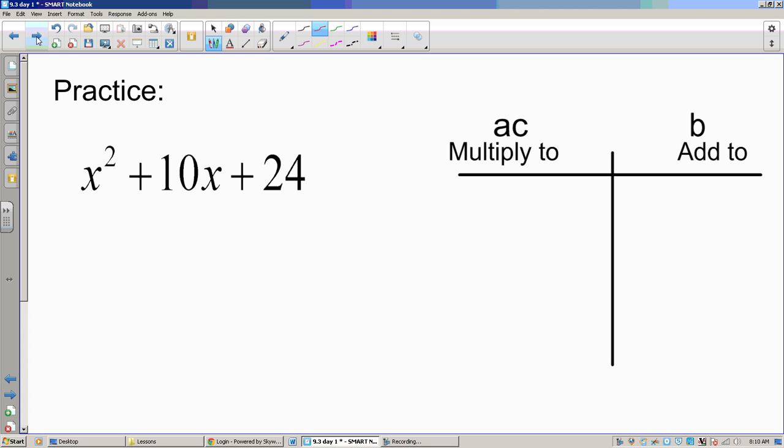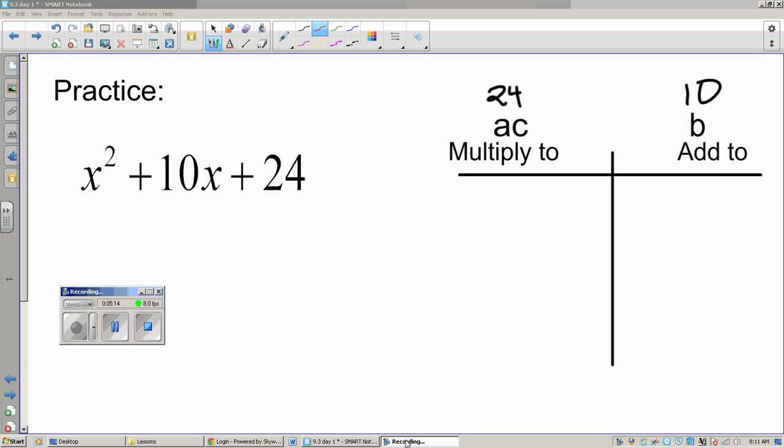So let's go ahead and try one here. I'm going to give you just a second, but I want you to tell me, first off, what am I multiplying to here? 1 and 24. What am I multiplying to? 24. Good. What am I adding to? 10. I want you to find two numbers that multiply to 24 and add to 10. Go ahead and solve this problem.